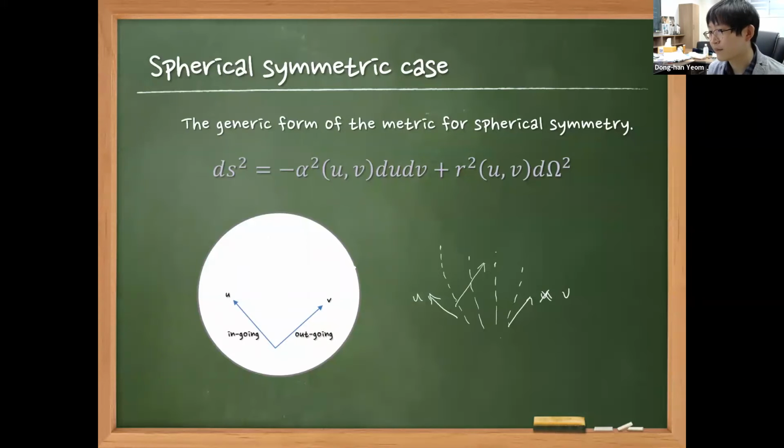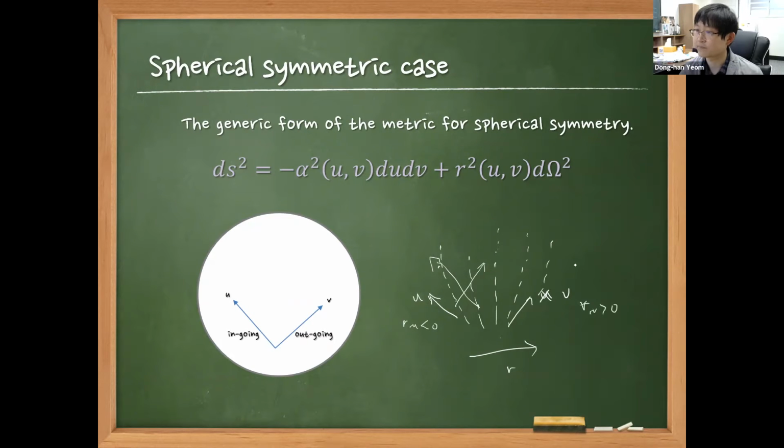Along the ingoing null direction, R should increase. So if you write down the constant R hypersurfaces this way, then of course R increases along this direction. Then this satisfies R comma U less than 0 and R comma V greater than 0.